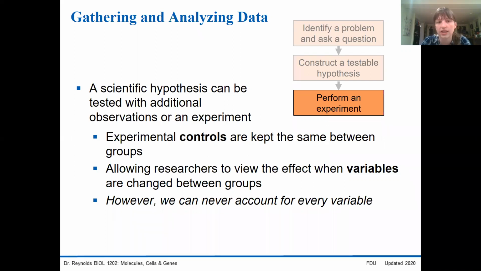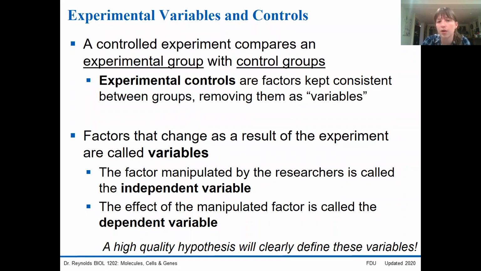So let's take a look at this. A controlled experiment compares an experimental group with control groups. So experimental controls are factors that are kept consistent between these groups and thereby remove them as variables. Factors that change as the result of the experiment are variables, and there's two that are critical. Now, remember, we can never control for every variable, and there may be things that change intentionally and unintentionally. But a good experiment starts with identifying what we're changing and what we're measuring.